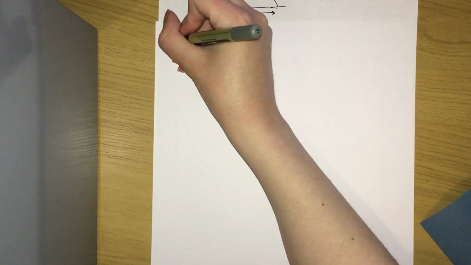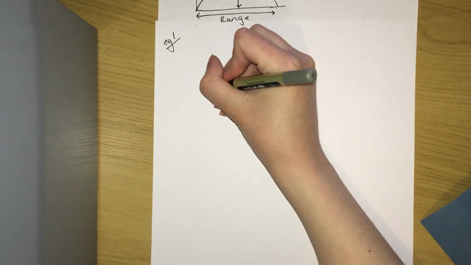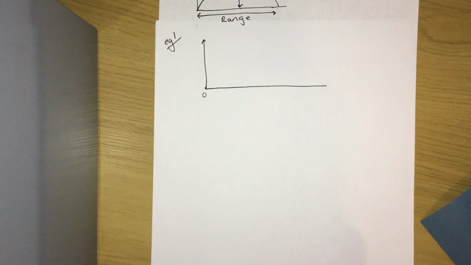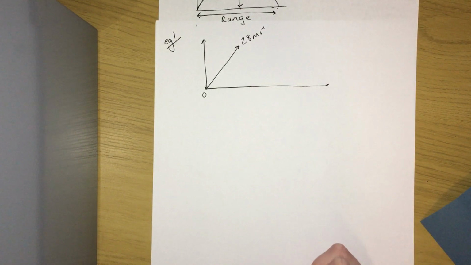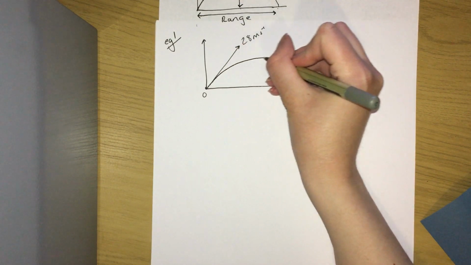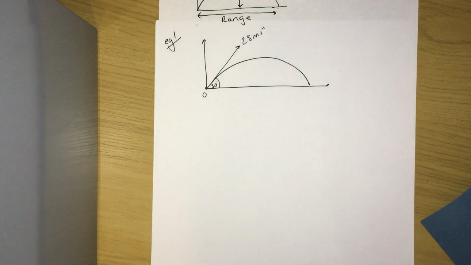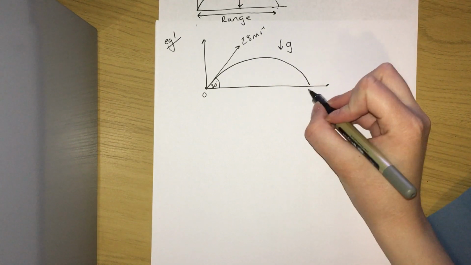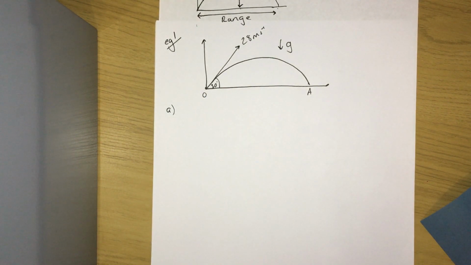Okay, so example number 1. So a particle is projected from a point O on a horizontal plane with a speed of 28 meters per second with an angle of elevation of 30 degrees. So always sketching, always sketching. After projection, the particle moves freely under gravity until it strikes the plane at point A. Find the greatest height above the plane reached by P.